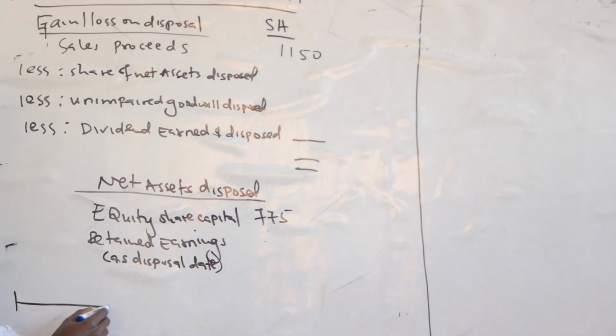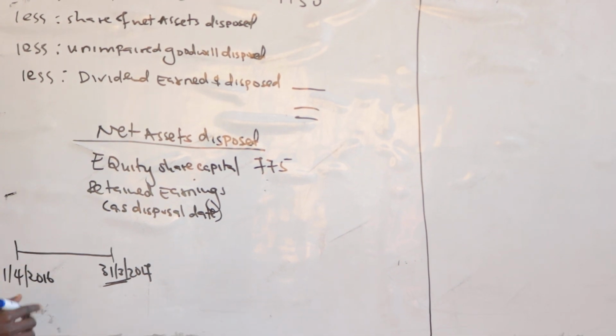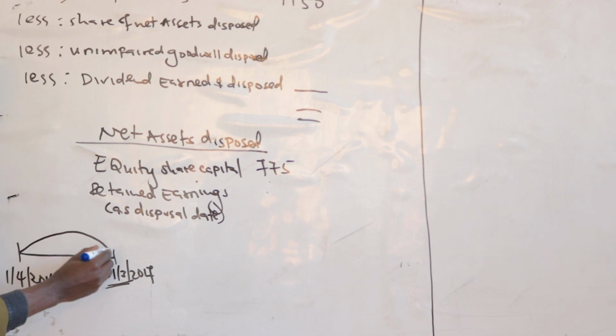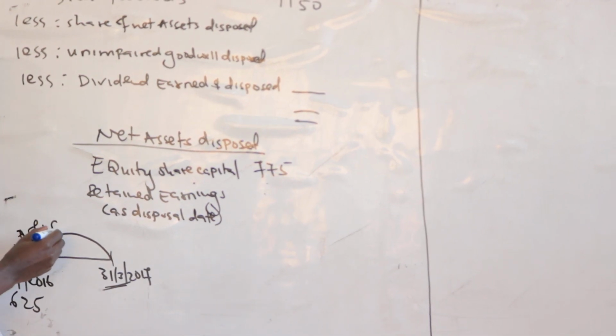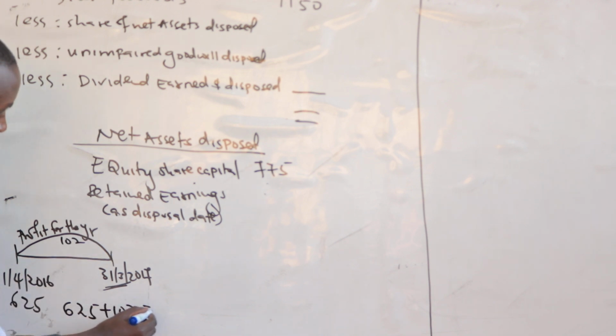Remember that our financial year ends on 31st March 2017, and that is the time when S was disposed. So the financial year starts on 1st April 2016. The retained earnings given in the first additional information is as at 1st April 2016, which is 625. So we are supposed to add the profit for the year, so that we get the retained earnings as at the disposal date. From the income statement, under the column of S, we have the total comprehensive income for the year of 102. So we add 102 to 625.